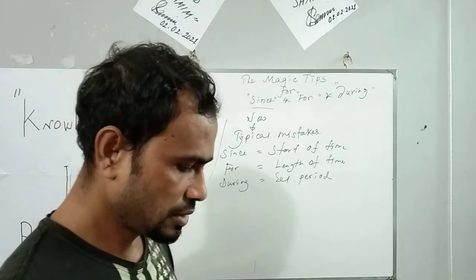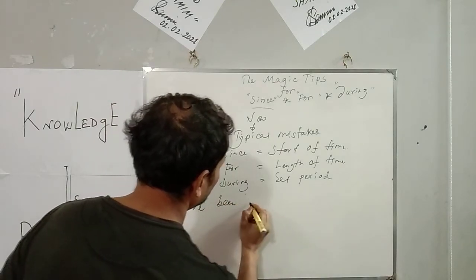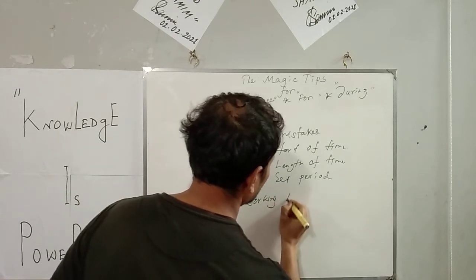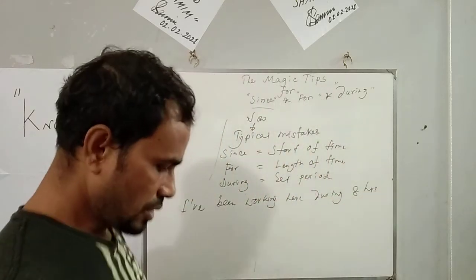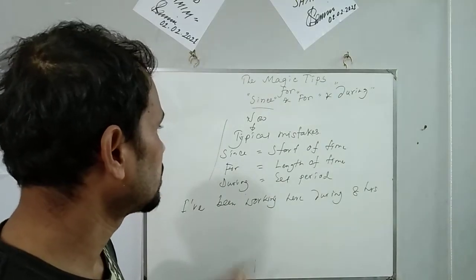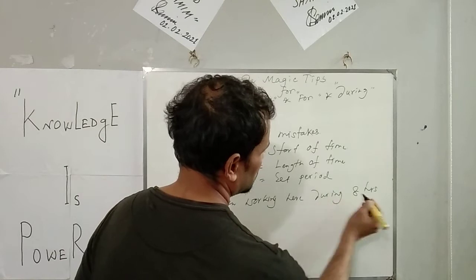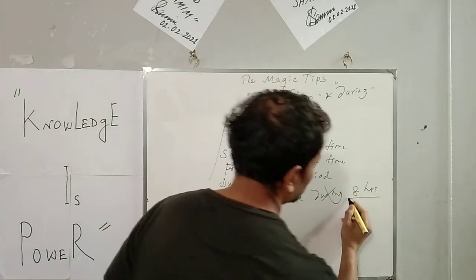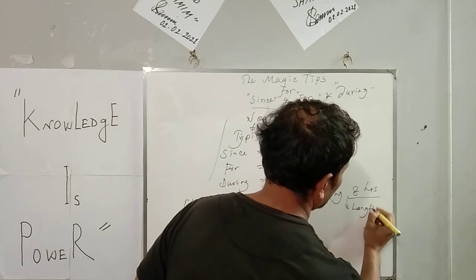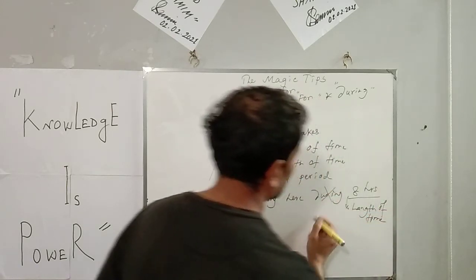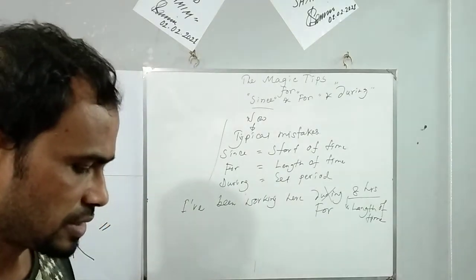I've been working here during 8 hours. So 8 hours, already I've told you, is a length of time. Okay, so we cannot use during before 8 hours because 8 hours is the length of time. Here we use always for. Okay, we use for. Next sentence.